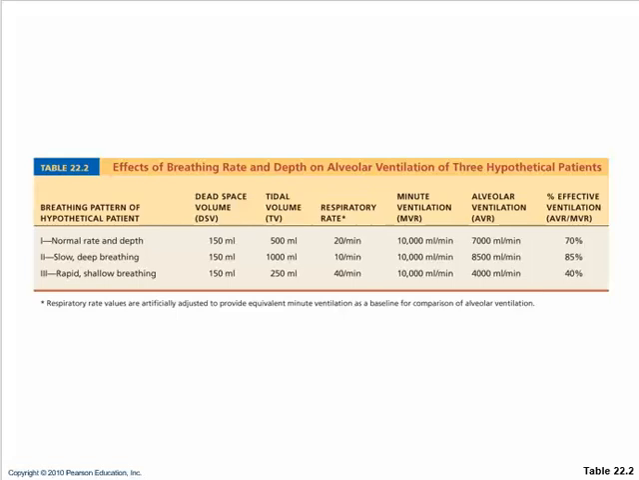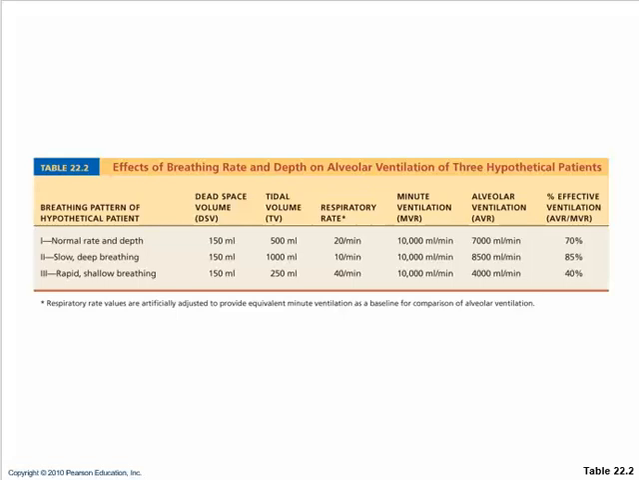If you go to slow, deep breathing, and so you double your tidal volume to 1,000 mils, that means 150 is in the dead space, so 850 mils makes it to the alveoli, and you slow your breathing down to 10 breaths a minute. You're still moving 10 liters of air per minute, but 8,500, so 8.5 liters, is actually making it to the respiratory zone. If you go to rapid shallow breathing, like you're upset or something, and you change your respiratory rate to 40 breaths a minute with a tidal volume of 250, your dead space is still 150, so you're only moving 100 mils per breath. 100 times 40 breaths is 4,000, as opposed to the 10,000, the full 250 times 40. So you're only getting 40%.